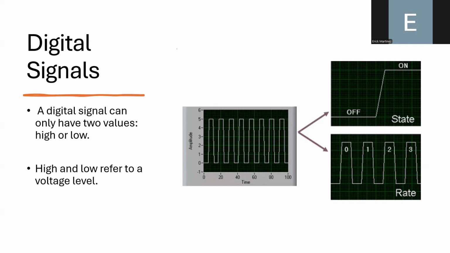Also, we can characterize these digital signals by their rate. That is basically the frequency at which they are oscillating between the off and on state.